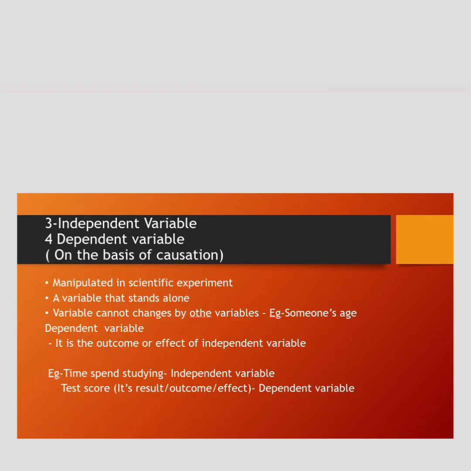Independent variable and dependent variable. An independent variable is manipulated in a scientific experiment. It's a variable that stands alone and cannot be changed by other variables, for example, someone's age. It is the cause, input or factor that a researcher manipulates or changes in an experiment. A dependent variable is the outcome or effect of the independent variable.